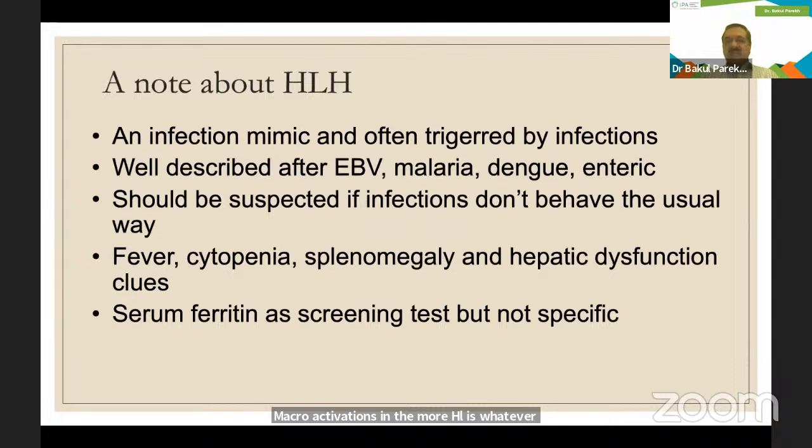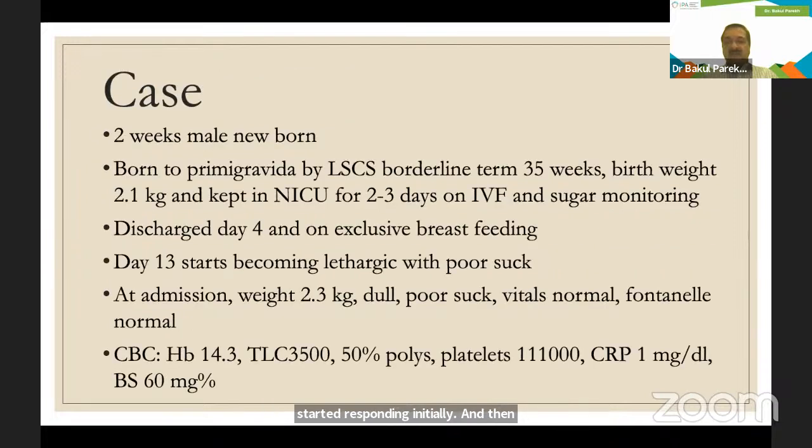So HLH is a great mimicker. It is well described after Epstein-Barr virus, malaria, dengue, or enteric fever. Most of the time in enteric fever, where treatment is started well, diagnosed by culture, and the child started responding initially and then worsens, always think of HLH, and you can confirm it by all these things.